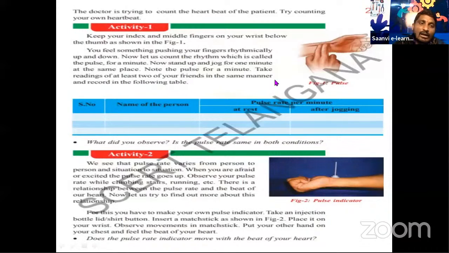Here we have to take it for a minute. Now stand up and jog for 1 minute at the same place. Note the pulse for a minute, the same way, by taking your index finger and middle finger on your wrist below the thumb, as shown in the figure.